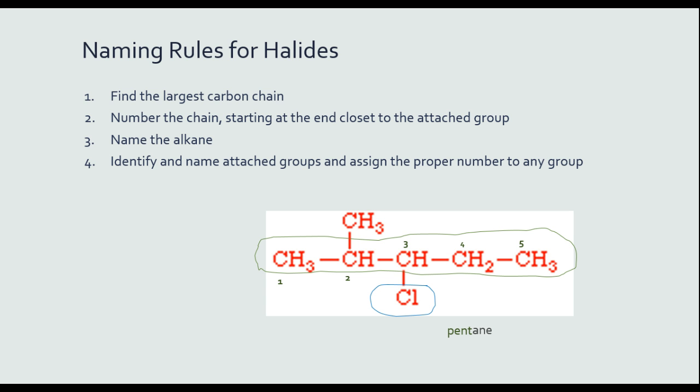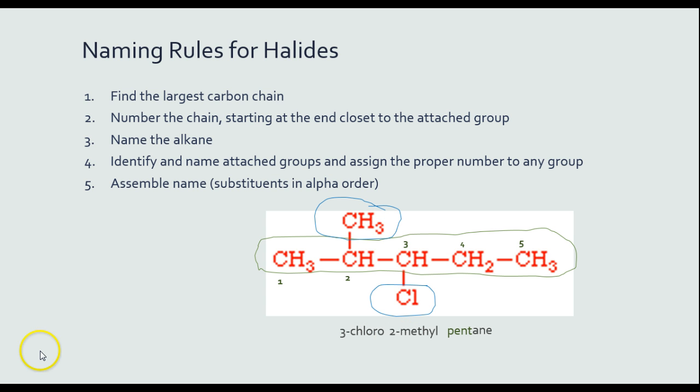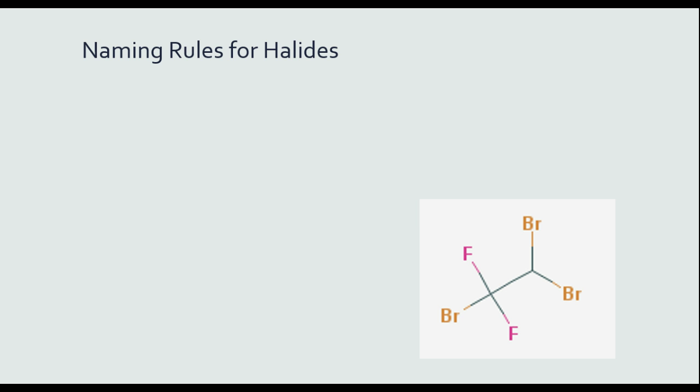Fourth rule: identify the attached groups, name the attached groups, and number the attached groups. First of all, let's deal with the halogen. That's a chlorine, but again we drop the "ine" and add "o", so this is a 3-chloro because it's coming off of carbon 3. We also have a methyl group, the CH3, coming off of carbon 2, so that's a 2-methyl. Final rule, as always, is assemble the name. Attached groups out front, chloro first, methyl second, alphabetized. Pentane always comes last.